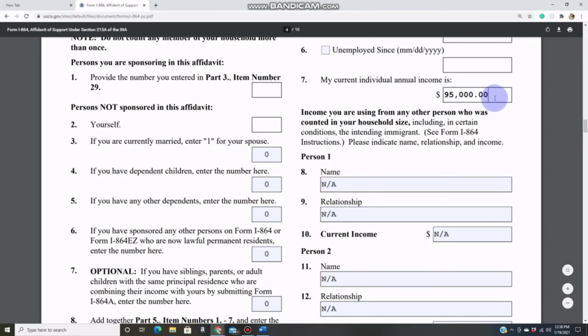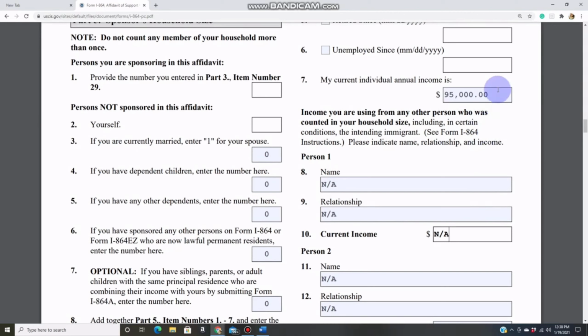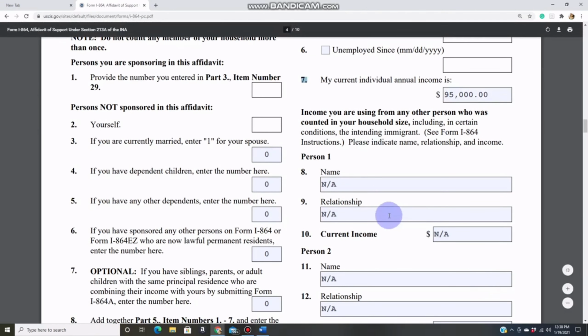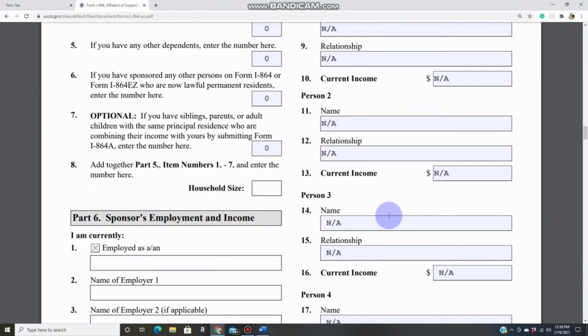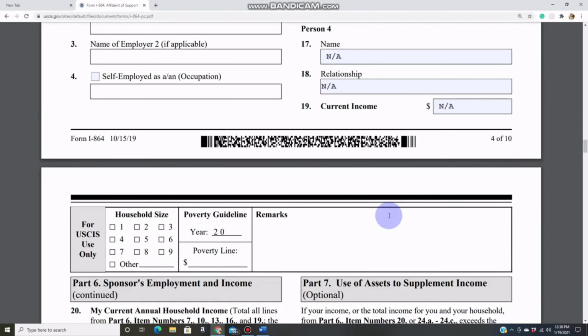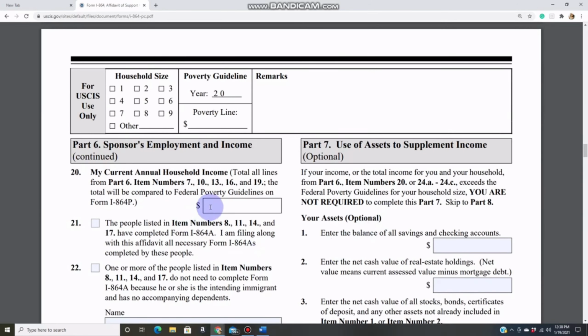But just a reminder again, if you write down an income in these items, you must calculate them including item number 7. Since we only have 95,000 US dollars in item number 7 and 0 from 10 to 19, I am going to write down 95,000 US dollars in this space provided.